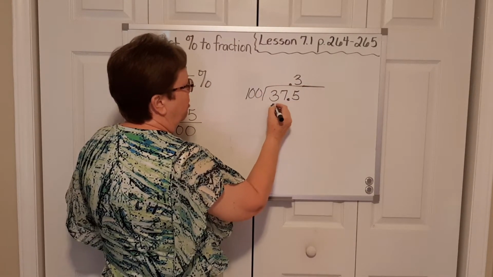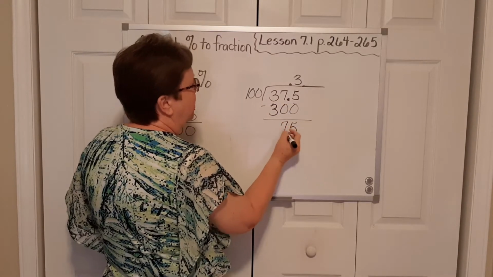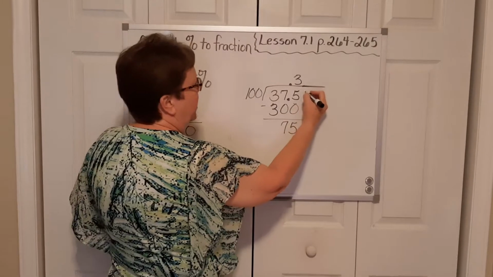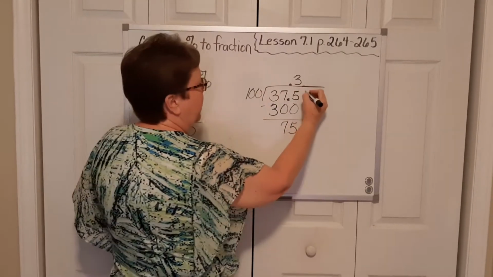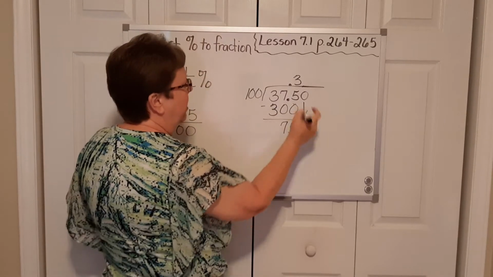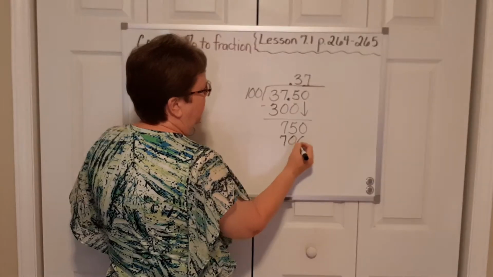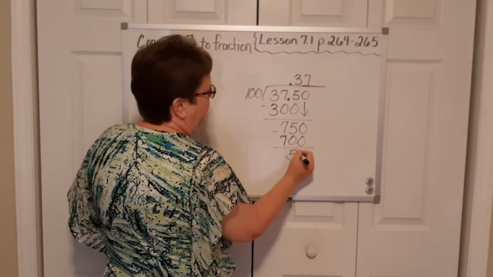100 times 3 is 300. If I subtract, I get 75. 75 is less than 100. It didn't come out even, so let's add a 0 and bring it down. 100 goes into 750 7 times. 100 times 7 would be 700. If I subtract, I get 50.